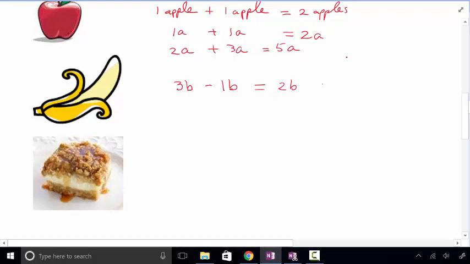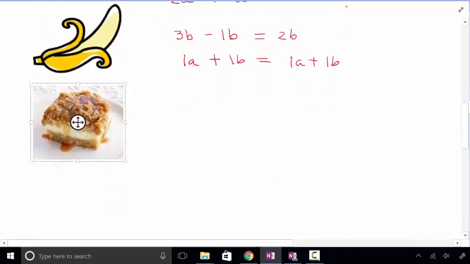Now let's try this one. Let's try 1a, so 1 apple plus 1 banana. What do you get if you add 1 apple and 1 banana? You get 1 apple plus 1 banana. You cannot combine the A and B together because they're different things. You can't add them together because you have an apple and a banana. You can smush them together, but that might not look so good.